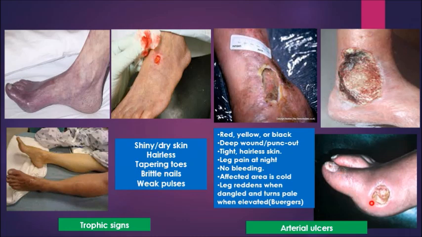The toes are tapering. There is leg pain at night; usually they have pain even at rest, especially at night, which prevents the patient's sleep. Rarely is there bleeding, because there's not much blood supply. The affected area is cold and maybe clammy. Leg ulcers redden when dangled and turn pale when elevated. This will be the sign. This picture summarizes the clinical features of chronic arterial disease.